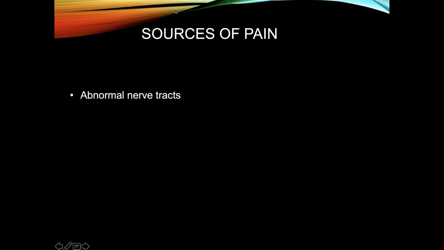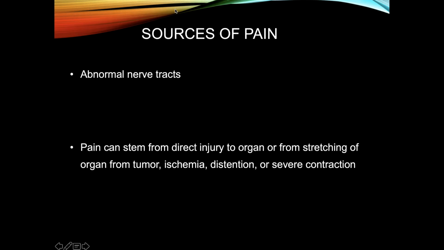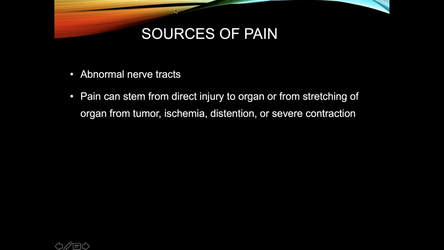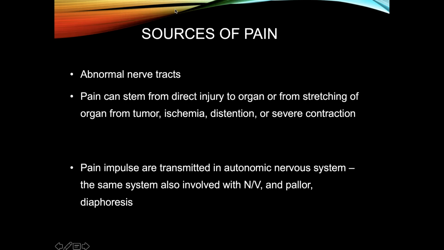The sources of our pain: we can have abnormal nerve tracts. The pain can stem from a direct injury to an organ or from stretching of an organ from a tumor. Generally, once you have pain from cancer, it's very late stage. Cancer doesn't generally hurt until it starts affecting other things, like stretching of the organ. We can have pain from ischemia, distension, or severe contraction.